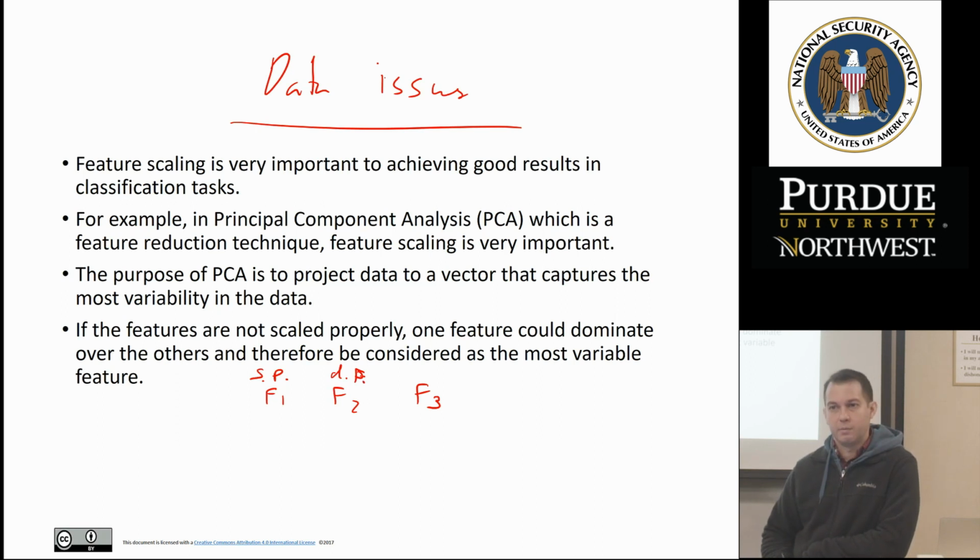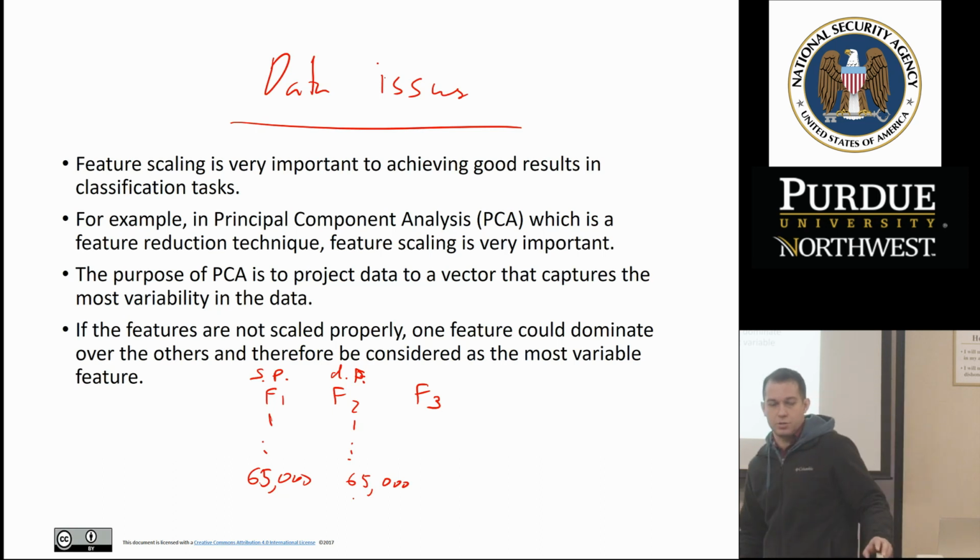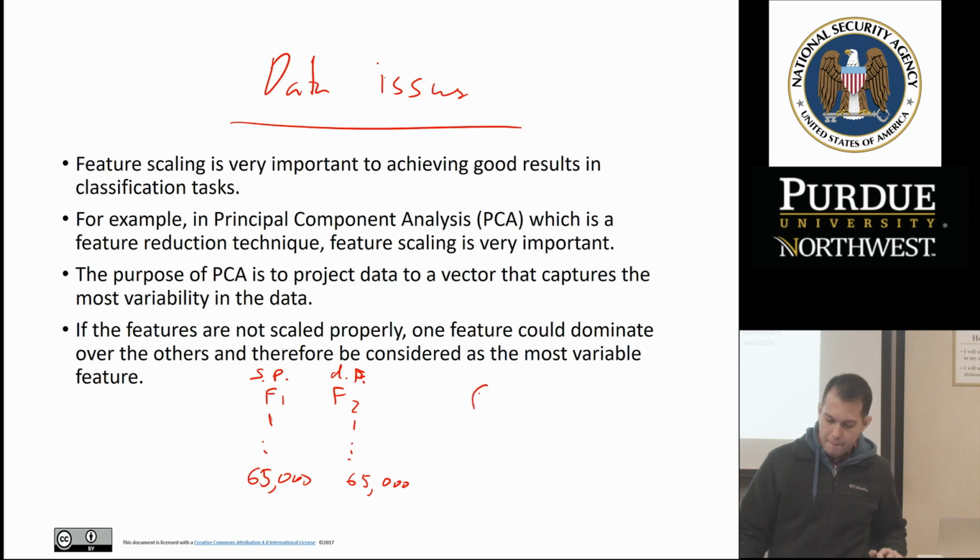Now, what do we know about this? We know that ports go from 1 to 65,000. So the scale of values is from 1 to 65,000. And the same for this one. So no issues there. They both have the same scale. But then it could turn out that we have another feature, and it's just the protocol of the packet. And it turns out that the protocols being used in these packets go from 1 to 100. So that's very limited, right?